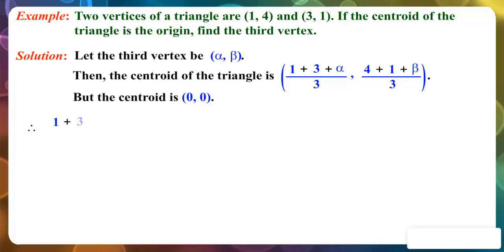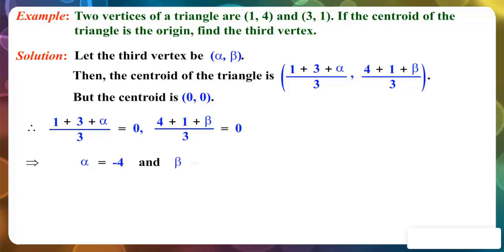Therefore, (1 + 3 + alpha)/3 is equal to 0, and (4 + 1 + beta)/3 is equal to 0. This implies alpha is equal to -4 and beta is equal to -5. So, the third vertex is (-4, -5).